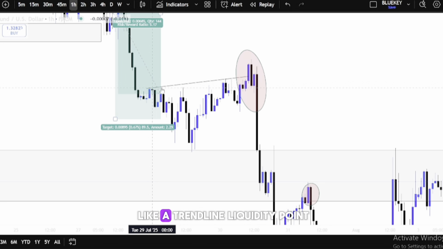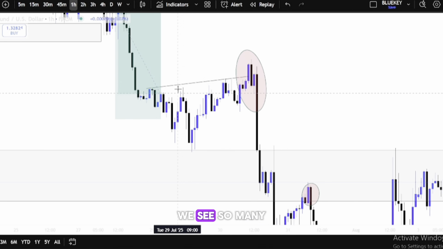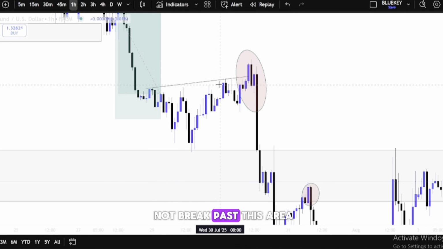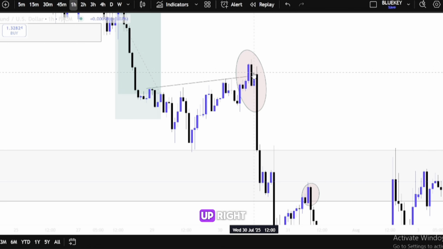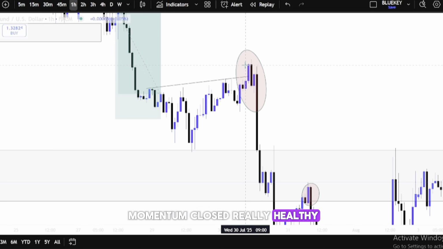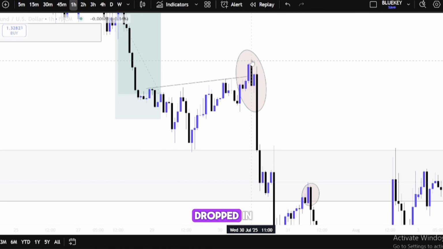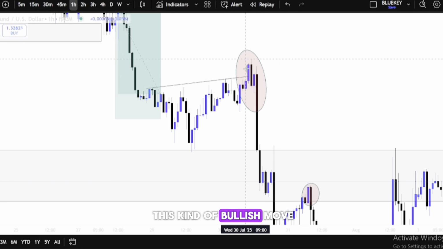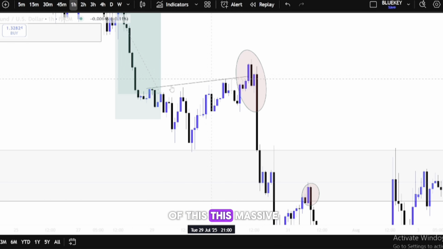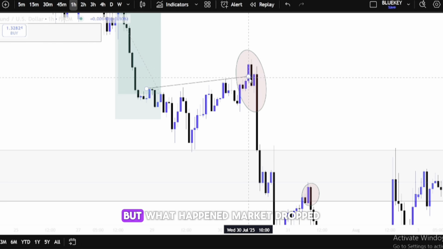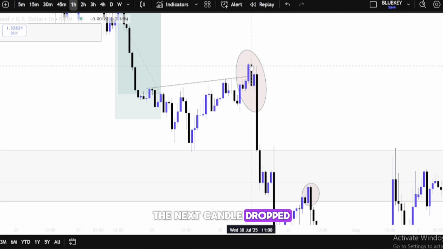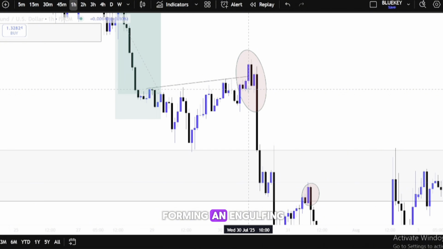Now, this one looks like a trend line liquidity point. We see so many rejections and the market could not break past this area. Then the next candle just bullishly pushes up, a massive, nice bullish candle with momentum, closed really healthy. Then the next candle dropped in. Normally, when you see this kind of bullish move, this is a breakout of this massive resistance area, and we're expecting to see a continuation. But what happened? The market dropped. The next candle dropped back into the structure, forming an engulfing.